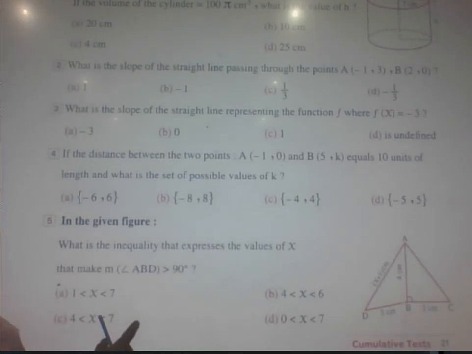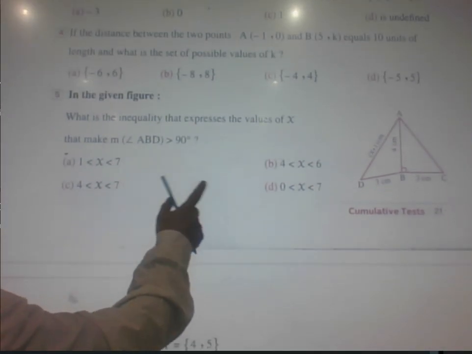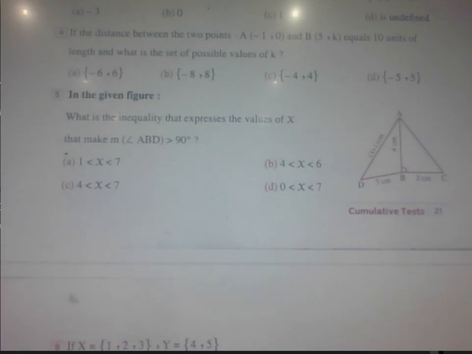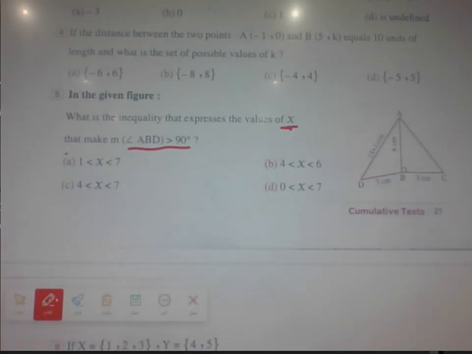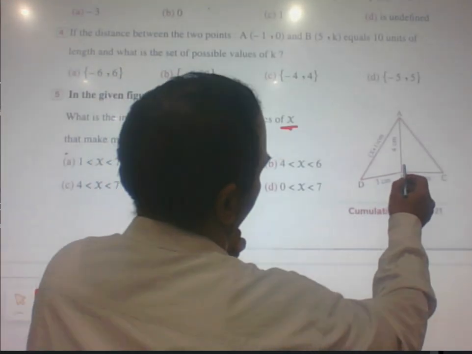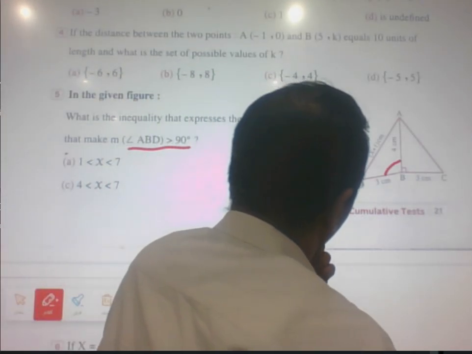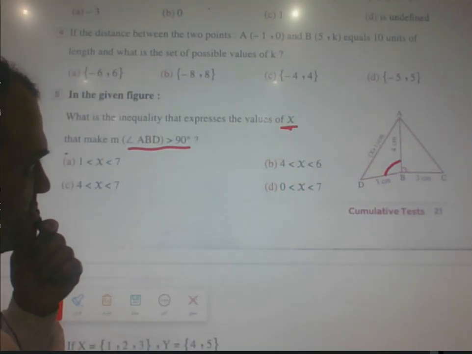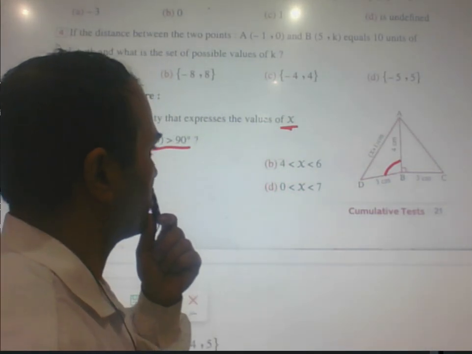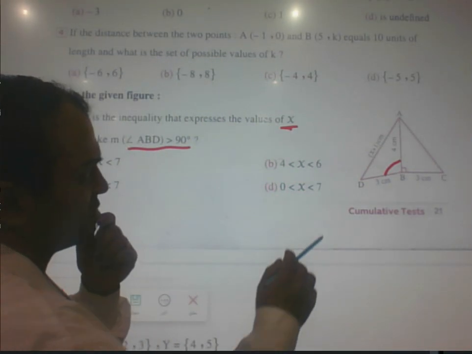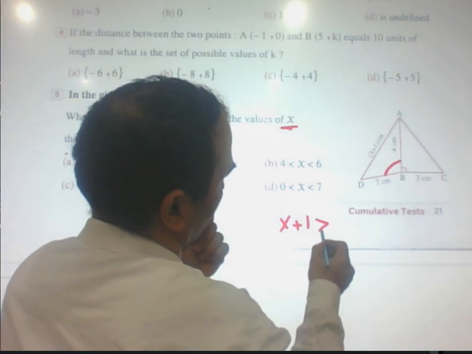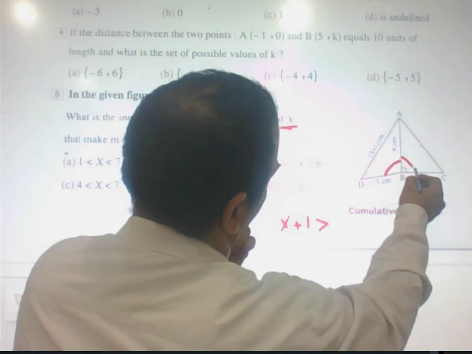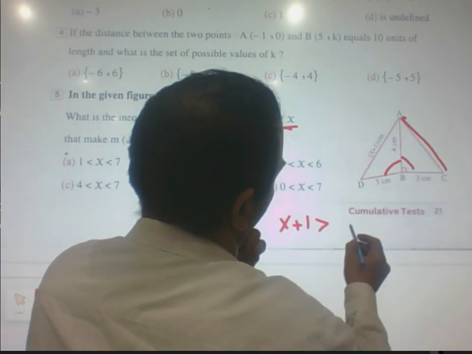Next question, number 5. In the given figure, you want to prove or find the value of x which satisfies this: measure of angle ABD greater than 180. Greater than 180 means it's the opposite angle. I will prove that and find the value of x. Then the side opposite this angle, x plus 1, is greater than the side opposite in this triangle, greater than AC.